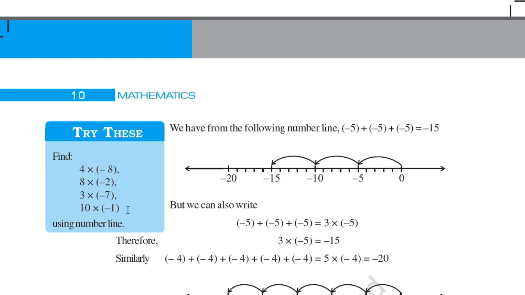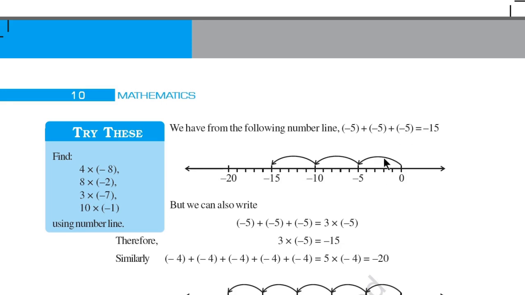So we have the following number line: -5 + -5 + -5 will become -15. All the signs are negative, so it will add up and become -15. So you can see here -5 was added, then -5, then -5.